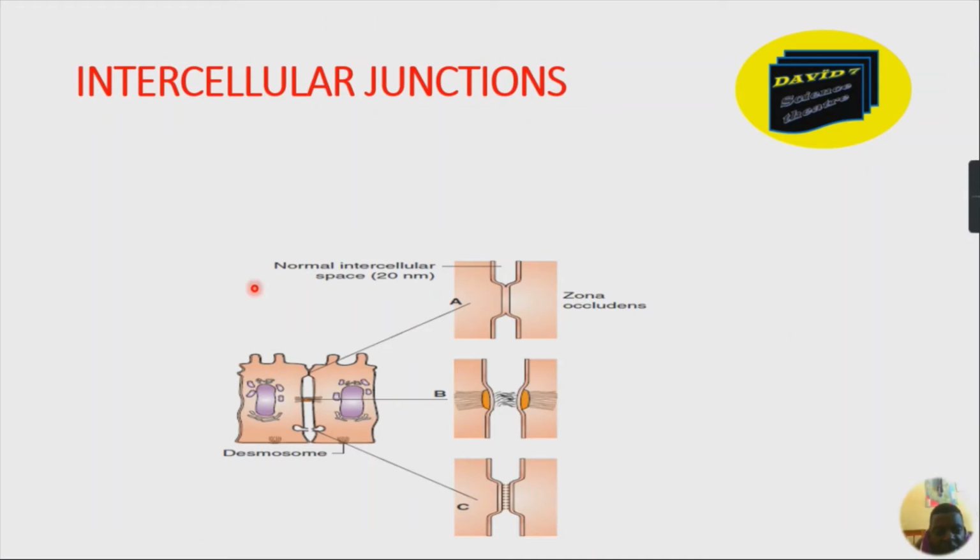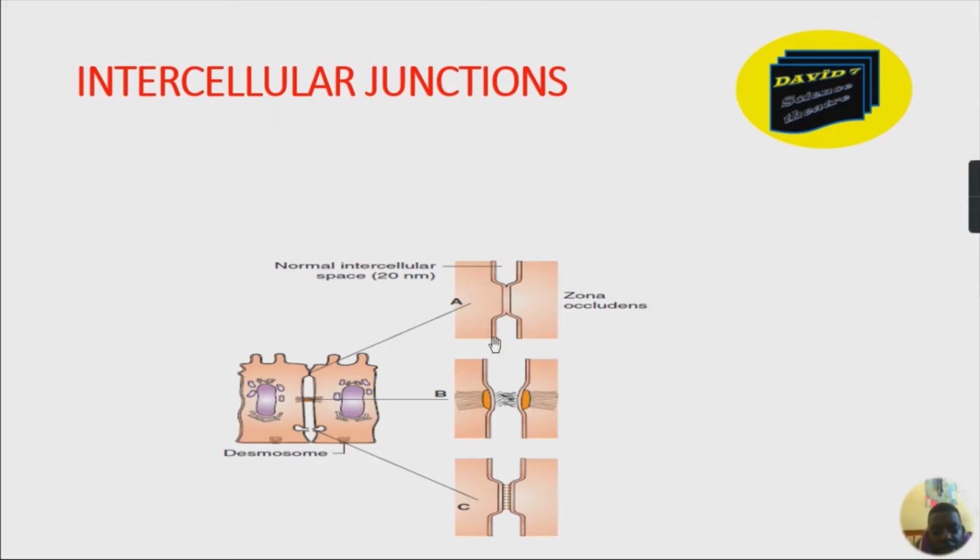So between cells are several junctions, and we are going to look at every type of junction that exists between two adjacent cells. It can be between two adjacent cells or between a cell and the basement membrane. So you're gonna see all those junctions.